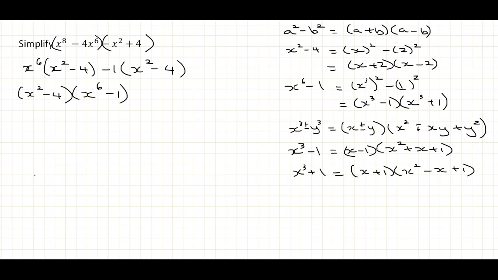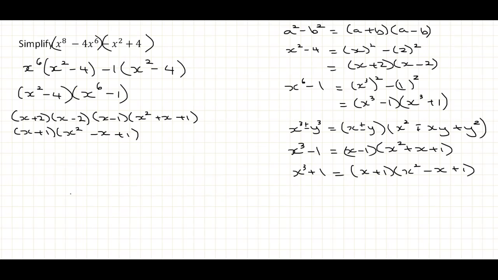This is going to be a really long expression. So we're going to have x squared minus 4 is going to give us x plus 2 multiplied by x minus 2. X to the power of 6 minus 1, let's focus on x to the power of 3 minus 1 first. So this is going to give us x minus 1 multiplied by x squared plus x plus 1. And then we have x plus 1 multiplied by x squared minus x plus 1.